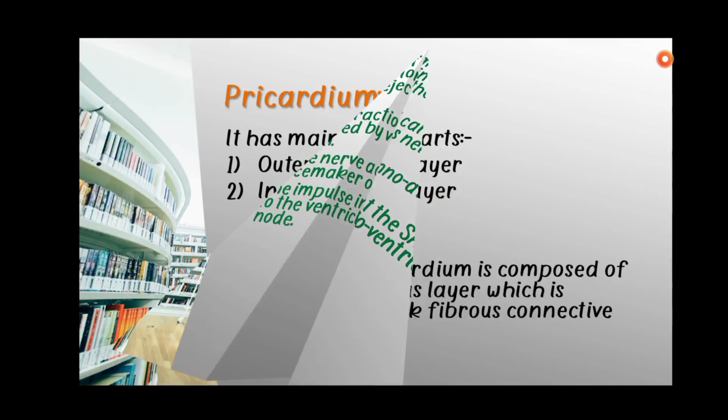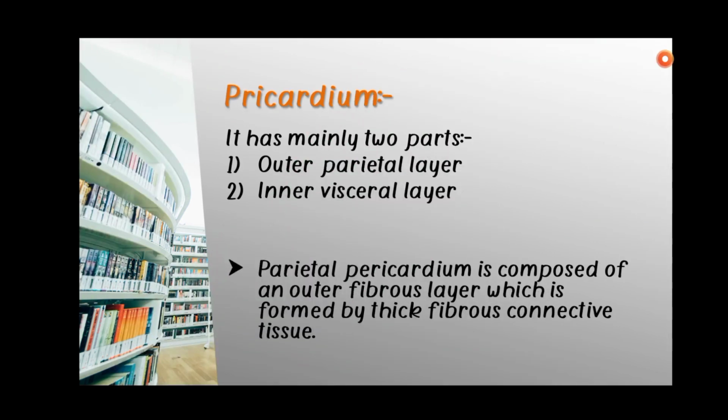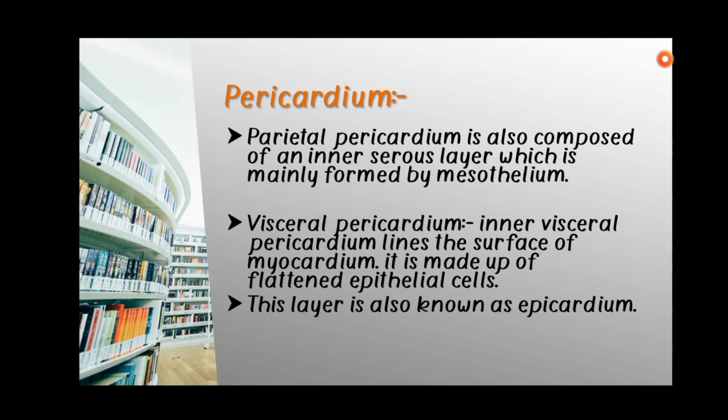Alright. Then the pericardium. What is the pericardium? It has mainly two parts: the outer parietal layer and the inner visceral layer. Please imagine what I am saying. Parietal pericardium is composed of an outer fibrous layer, which is formed by thick fibrous connective tissue. Then parietal pericardium is also composed of an inner serous layer, which is mainly formed by mesothelium.